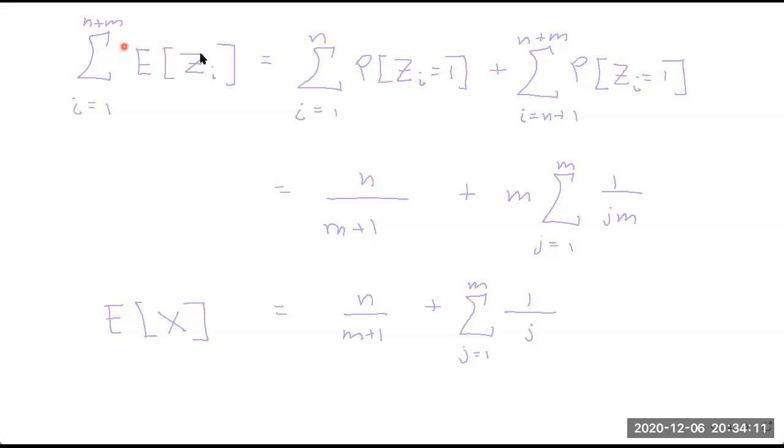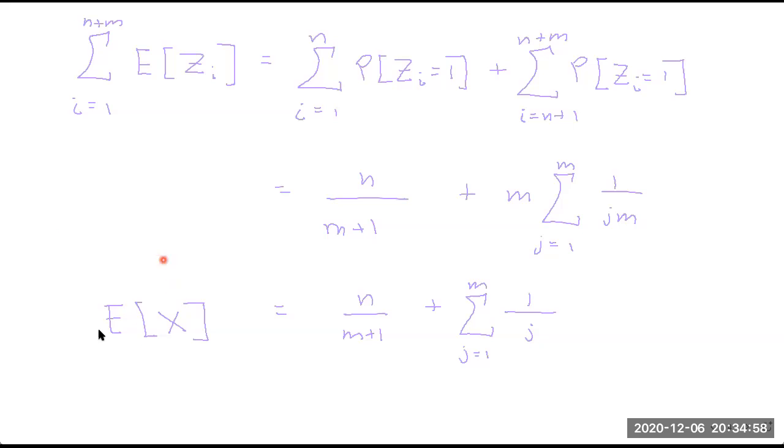So we go back to the original expected value. We can split this up into the two different cases that we talked about, where i ranges from 1 to n, and where i is between n plus 1, which is after n, and up until n plus m. So using the formula from before, we can multiply n to this to get n over m plus 1. And this is equal to m times the sum from j equals 1 to m of 1 over jm. So we can bring the m inside, and that will cancel with this m, leaving us just 1 over j.